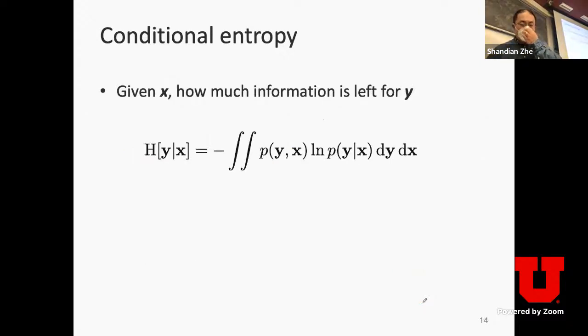Okay. Based on the entropy, we can define conditional entropy. So conditional entropy, conceptually, tells us, given a random variable x, how much information is left for y.